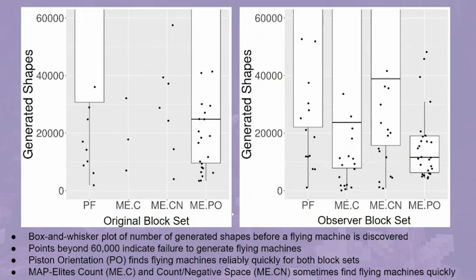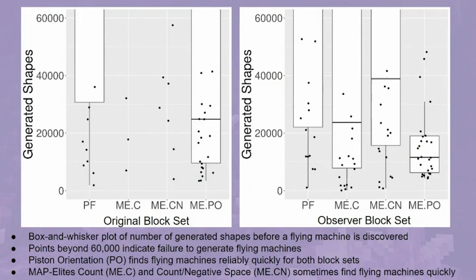Points beyond the 60,000 mark indicate a failure to generate a flying machine. Basically, if we let this run for an infinite amount of time, maybe these approaches would all generate flying machines, but we had to cap it somewhere, and we chose 60,000.